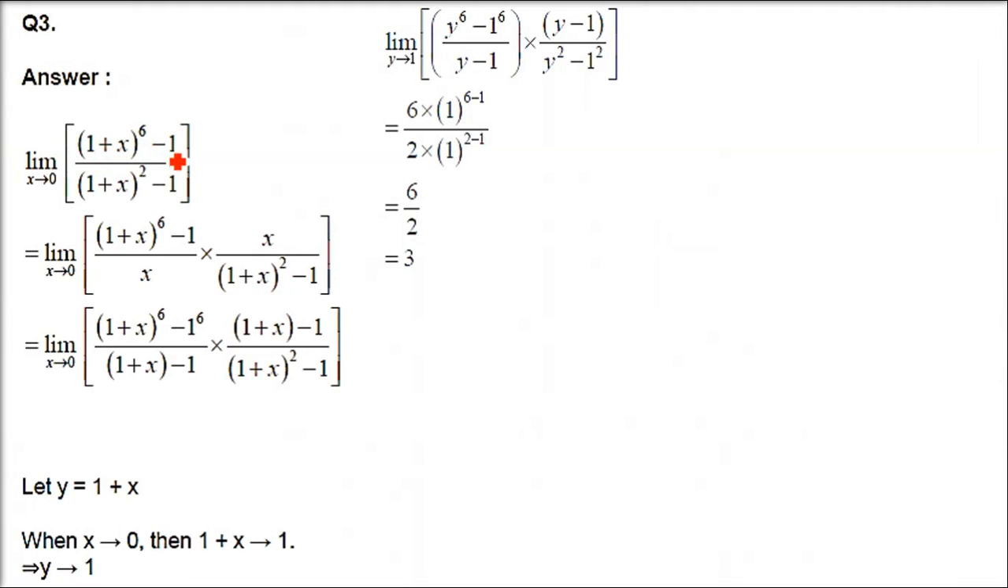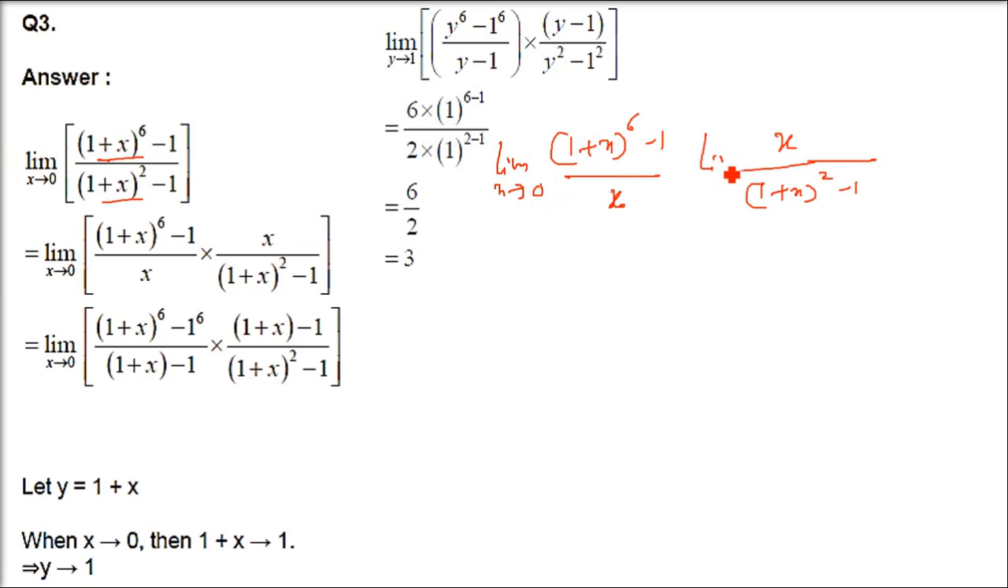This is question number 3. 1 plus x to the power 6 minus 1, over 1 plus x square minus 1. So these are two separate parts, numerator and denominator. We will deal with them separately. If I put an x here in both, the x gets cancelled, so x doesn't exist. Now we can separate the limit also: limit x tends to 0 for each, just to have a different perspective for these two.